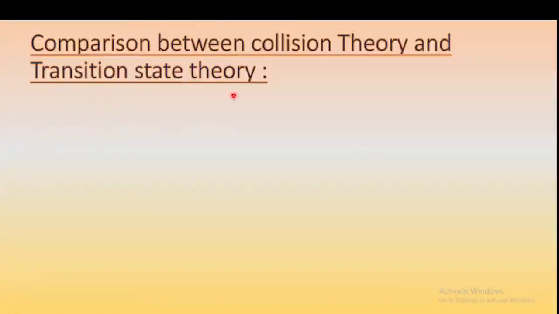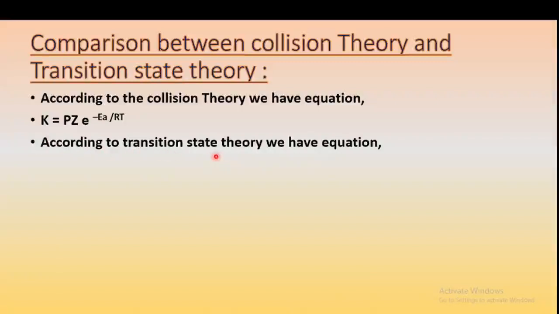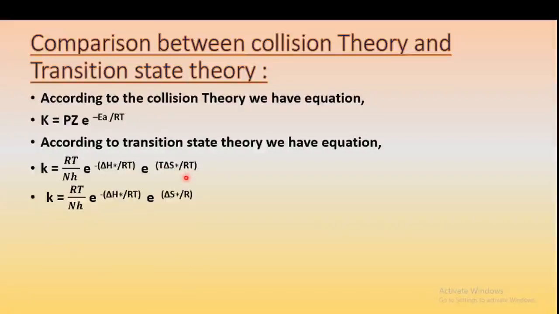So what is the comparison between collision theory and transition state theory? According to collision theory, we have the equation k = PZ e^(-Ea/RT). We have studied this equation. And according to transition state theory, we have learned that k = (RT/Nh) e^(-ΔS*/R) e^(-ΔH*/RT).